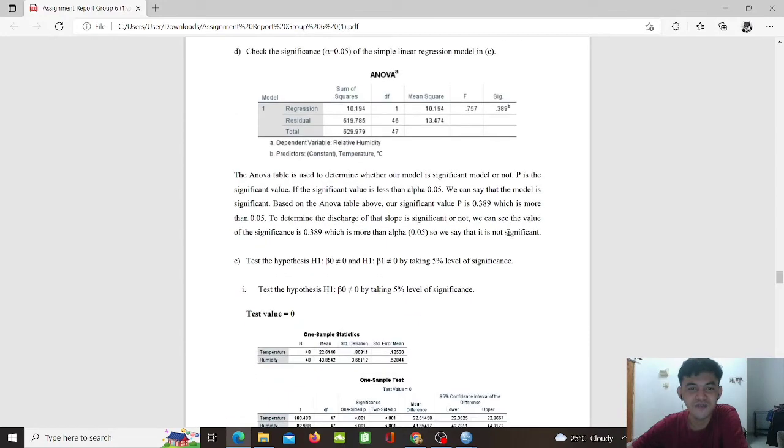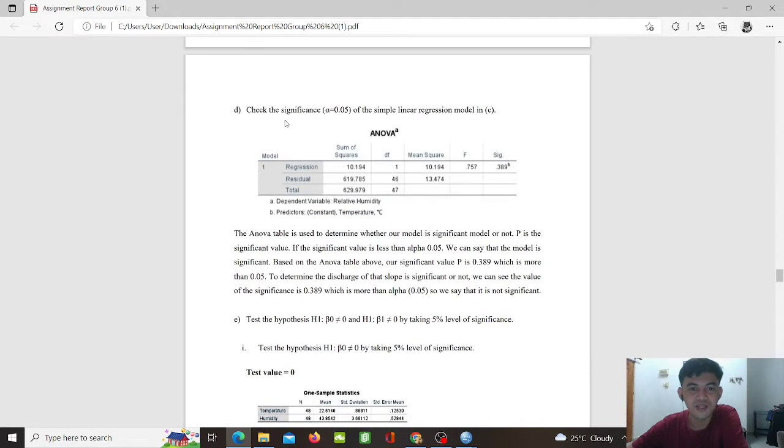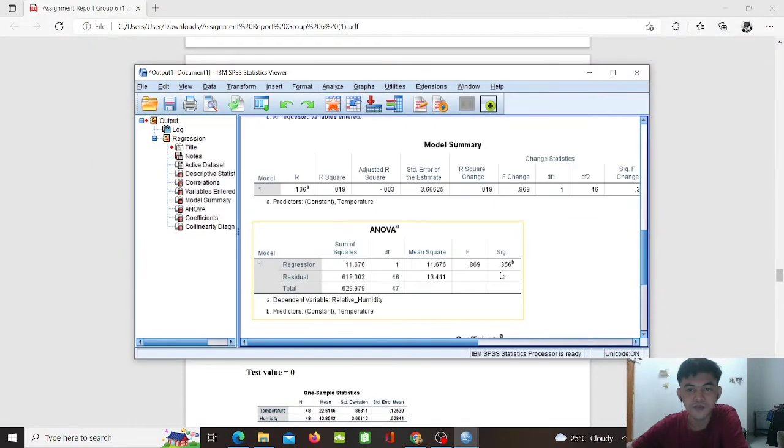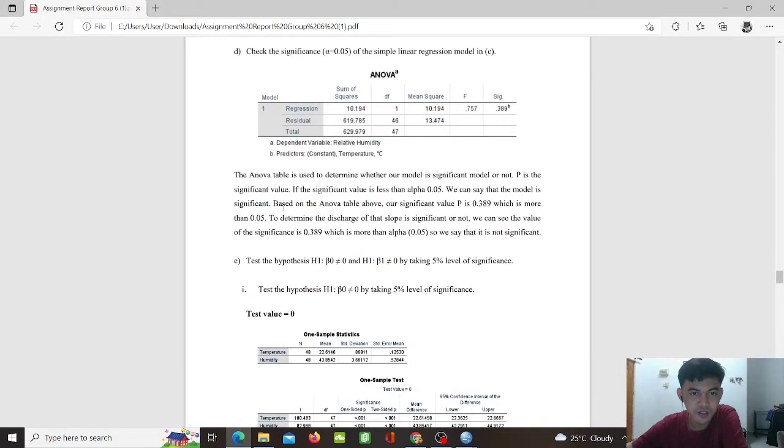For question D, the question is to check the significance, alpha 0.05, of the simple linear regression model. For this one, we just refer to the ANOVA table. The ANOVA table is used to determine whether our model is significant or not. P is the significant value. If the significant value is less than alpha 0.05, we can say that the model is significant. Based on the ANOVA table above, our significant value is 0.389, which is more than 0.05.